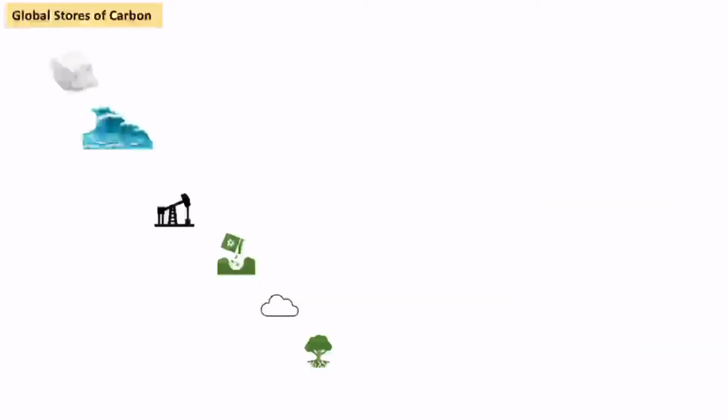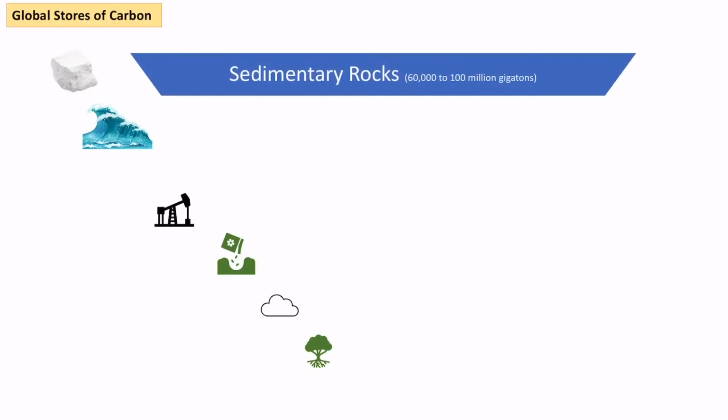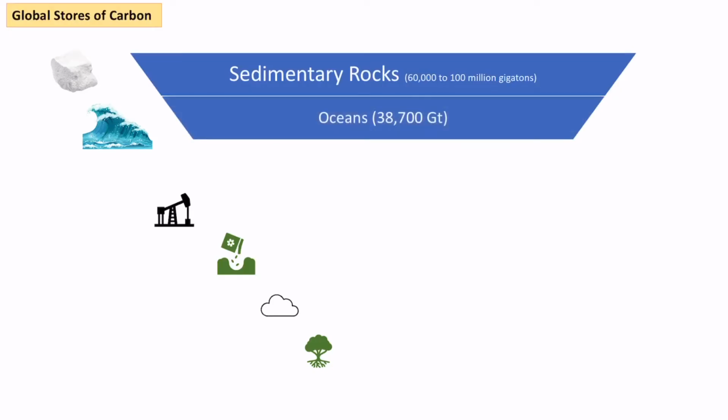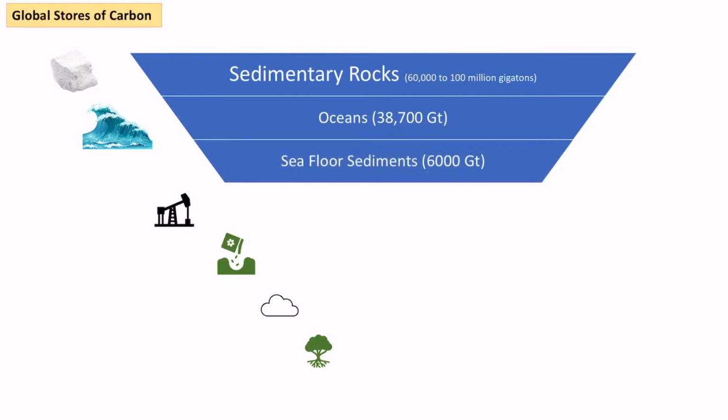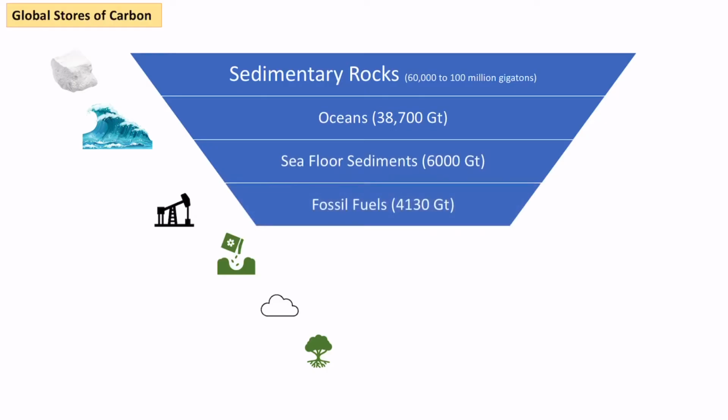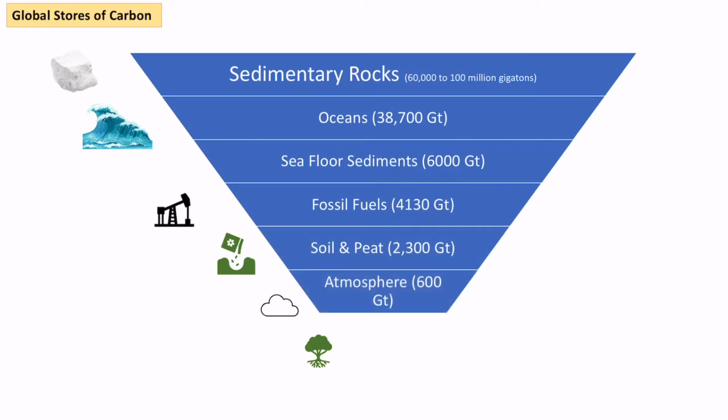We need to have a look and rank the different stores of carbon depending on their importance. So right at the top we have sedimentary rocks, things like chalk and limestone, followed by the oceans, which hold nearly 40,000 gigatons of carbon. Seafloor sediments are right at the bottom of the ocean. Fossil fuels, that's where we see carbon in the form of oil and coal and gas. Soil, atmosphere, and then land plants last.